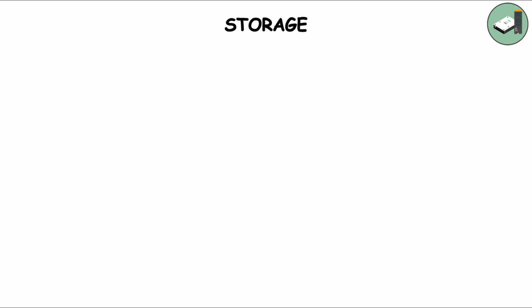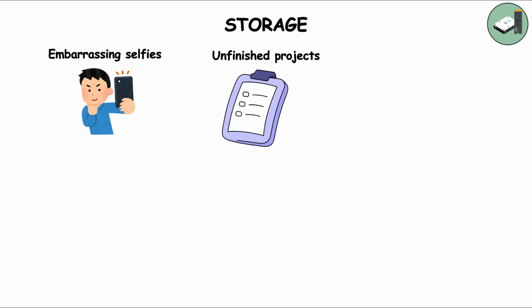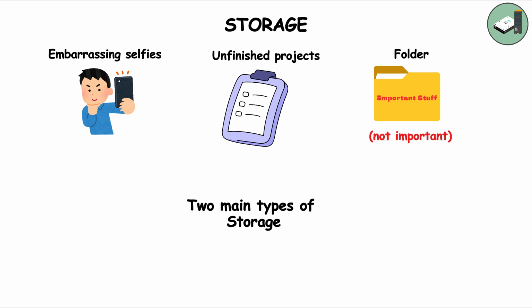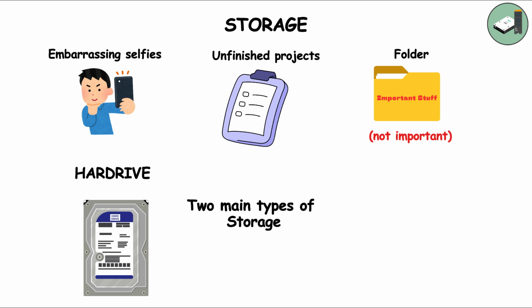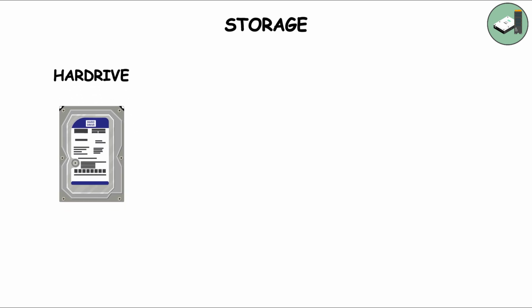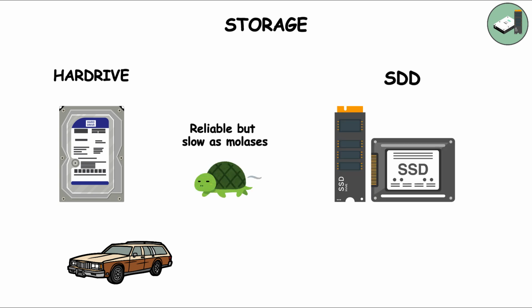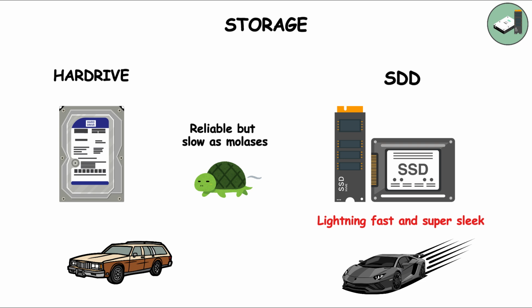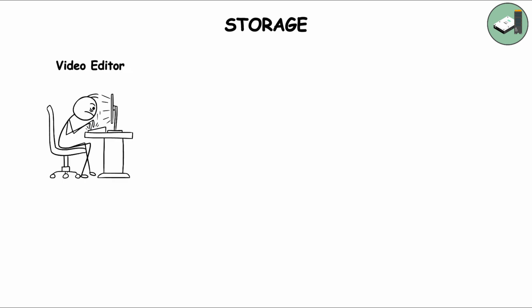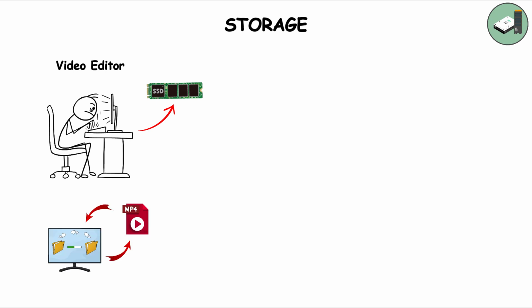Storage. It's where all your embarrassing selfies, unfinished projects, and that folder labeled important stuff, which we all know is not important, live. There are two main types of storage, the hard drive and the SSD. Hard drives are like that old station wagon your grandpa drove, reliable but slow as molasses. SSDs, on the other hand, are like a sports car, lightning fast and super sleek. If you're a video editor, stay with me, you need an SSD. Trust me, when you're transferring huge video files, you don't want to be sitting there waiting forever.